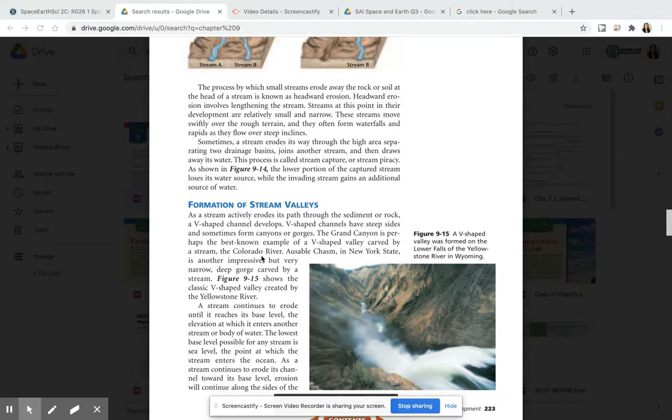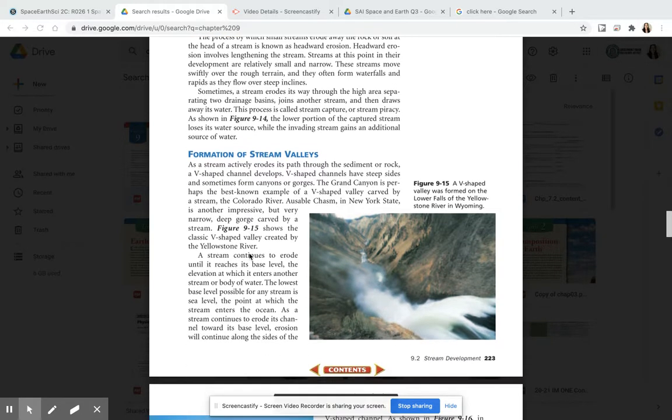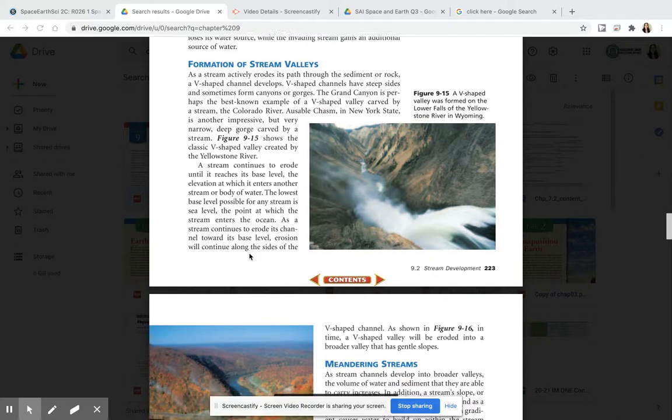Sometimes the stream erodes its way through the high area separating two drainage basins, joins another stream, and then draws away its water. This process is called stream capture or stream piracy. As shown in Figure 9.14, the lower portion of the captured stream loses its water source, while the invading stream gains an additional source of water.